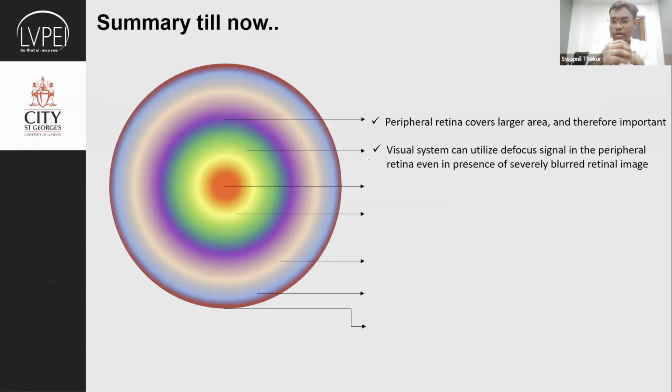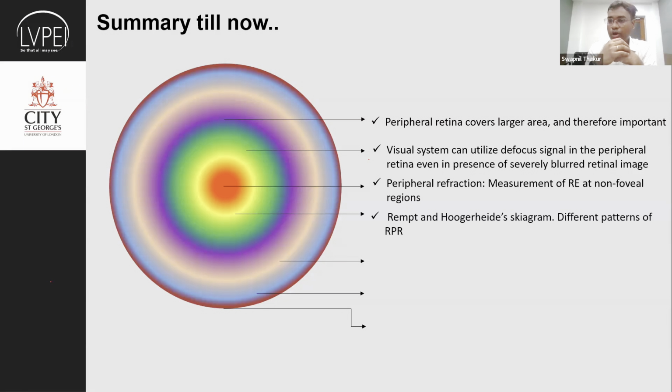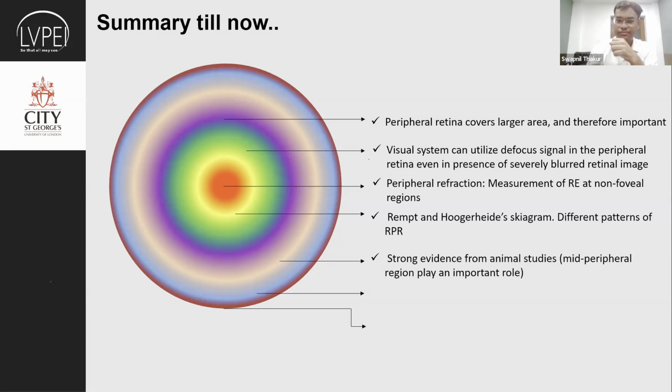The second point is that the visual system can utilize defocus signals in the peripheral retina, even in the presence of a severely blurred image. The third point is, what is peripheral refraction? Basically, it's a refractive error at non-foveal regions. We also went through some foundational studies, which have created a foundation for further studies to investigate the role of peripheral refraction.